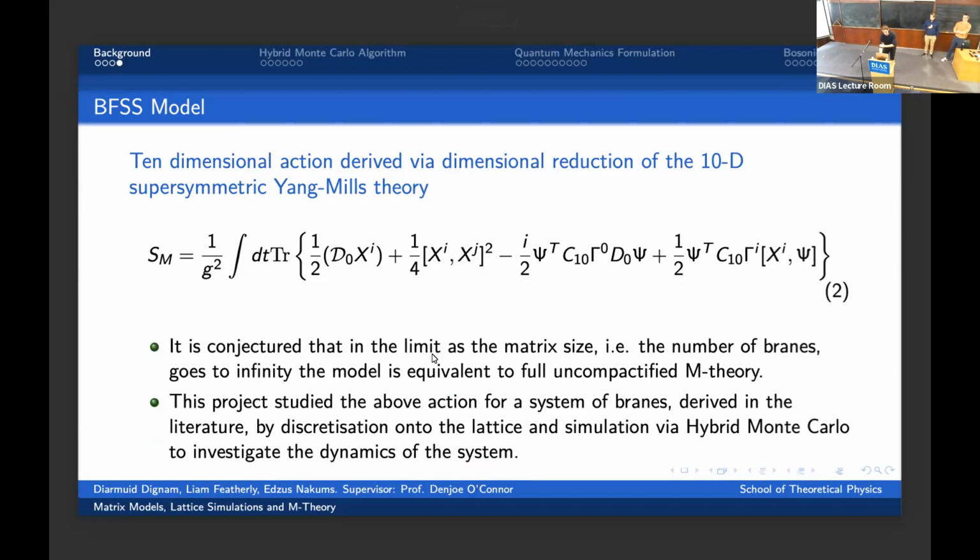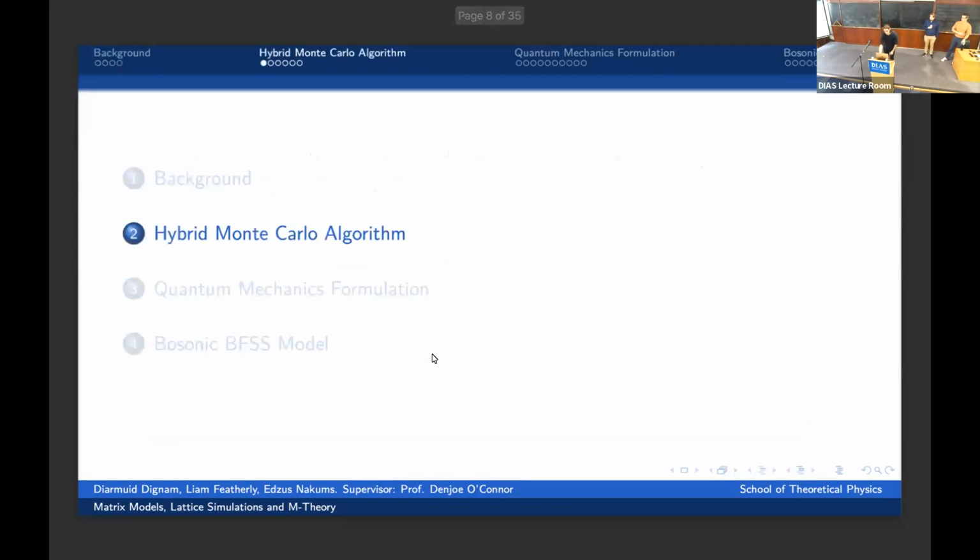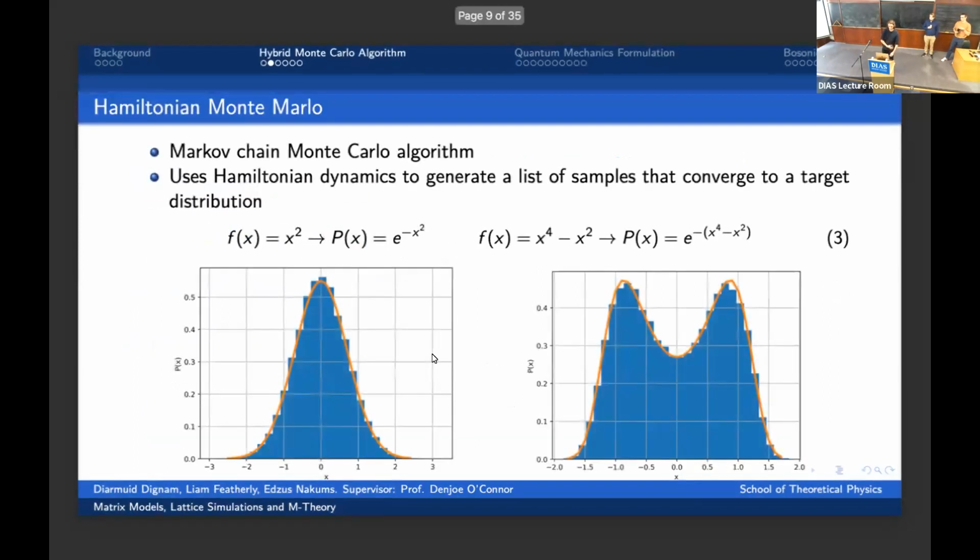So it is an excellent place to study the dynamics of M-theory in a somewhat simpler case. And we did that by discretization onto the lattice and simulation via the hybrid Monte Carlo algorithm. So the hybrid or Hamiltonian Monte Carlo is a Markov chain algorithm that generates a sequence of random samples, random points, that converges to a given distribution, which can be any function we choose. So if we want it to be a normal distribution, we can choose f appropriately, and we can see that a histogram of our chain converges to that probability distribution.